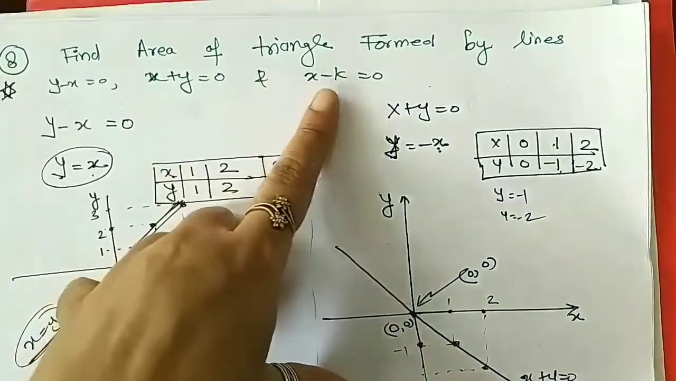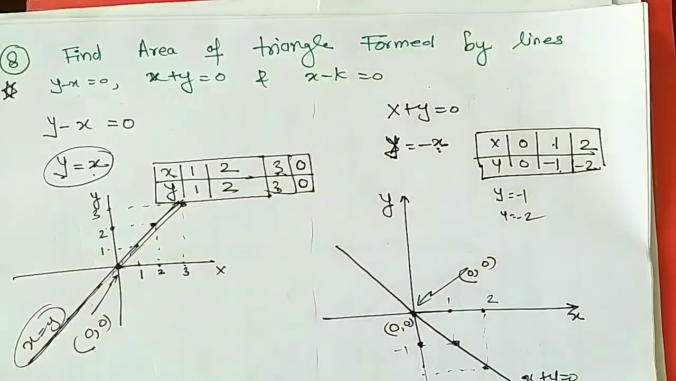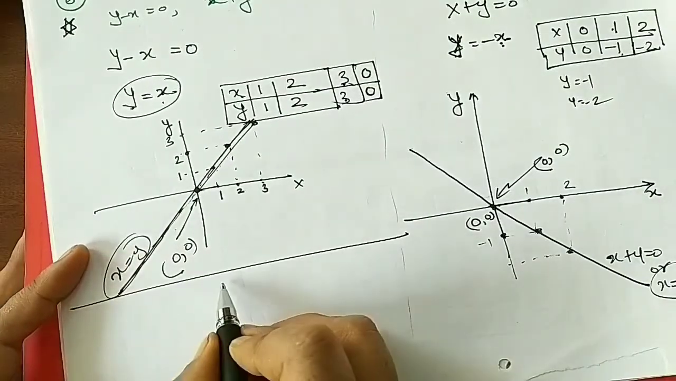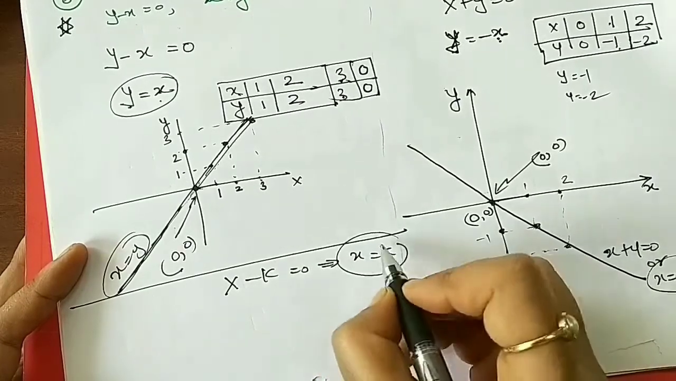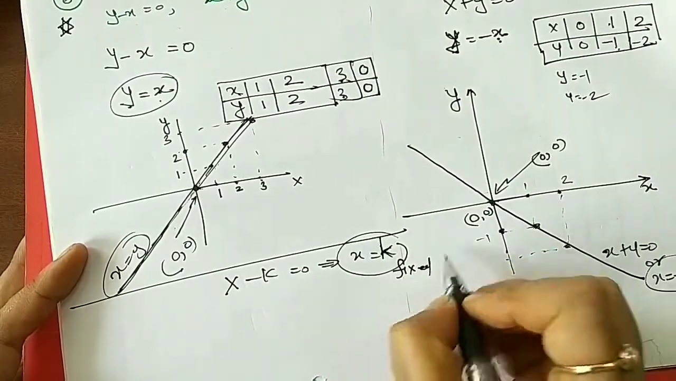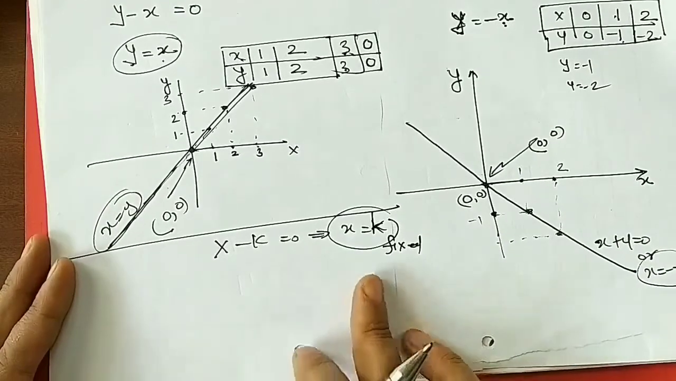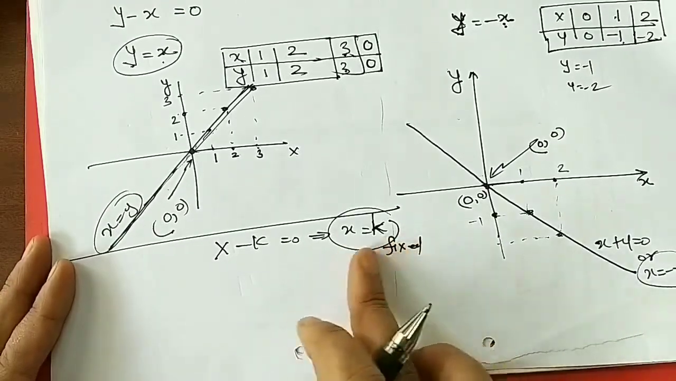Okay, now third line is x minus k is 0. So what is the line? X minus k is 0. That means x is equal to k. K is a fixed value. K is a fixed value, constant, means no matter what you take y, x is fixed.